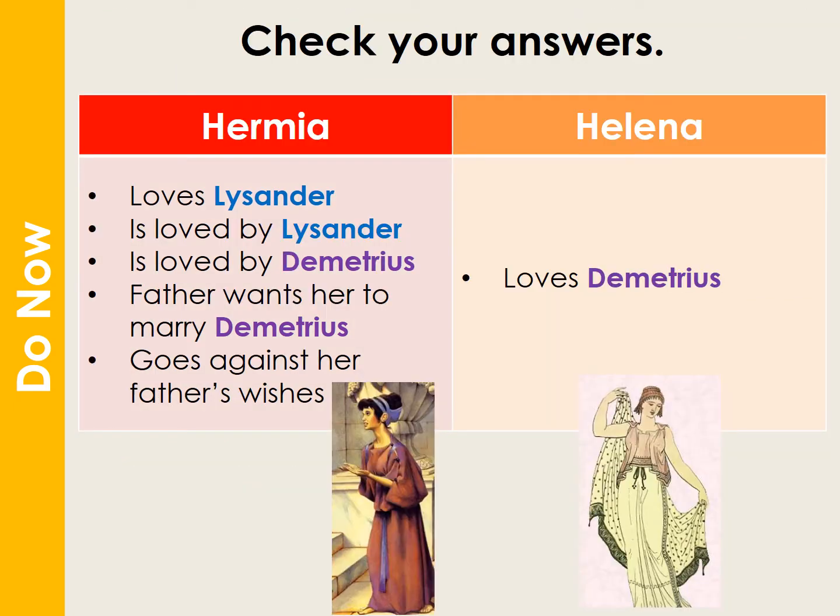In terms of your answers, you should have the majority of them actually belong to Hermia. It is Hermia who loves Lysander. It is Hermia who is loved by Lysander. It is Hermia who is also loved by Demetrius. It is Hermia's father who wants her to marry Demetrius. And finally, it's Hermia who goes against her father's wishes.